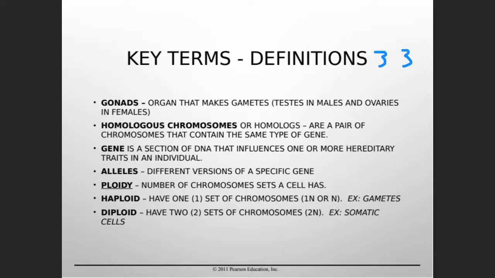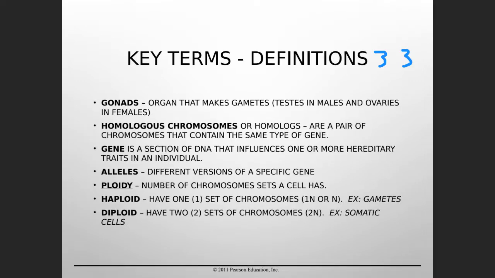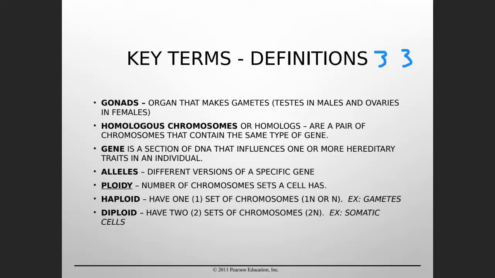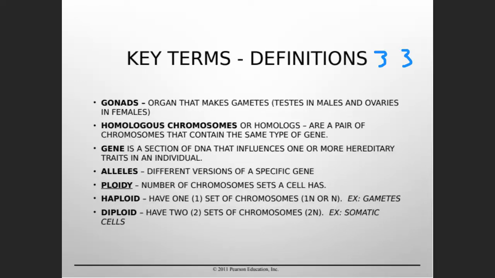There's some slight variation in those, but the genes that are being coded for are the same, right? So if your gene for height is on chromosome 3, your gene for height will be on both your dad's chromosome 3 and your mom's chromosome 3, okay? And genes, again, are a section of DNA that influences one or more hereditary traits of an individual. Genes are the region on the chromosomes that code for a particular messenger RNA, or really they code for a particular protein, right? The messenger RNA just transfers that information.